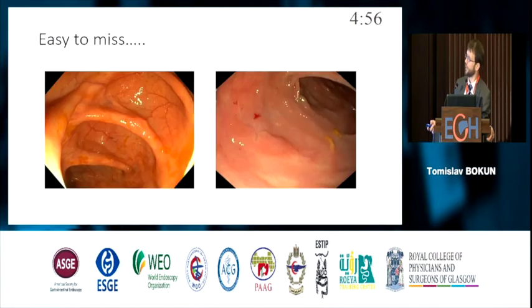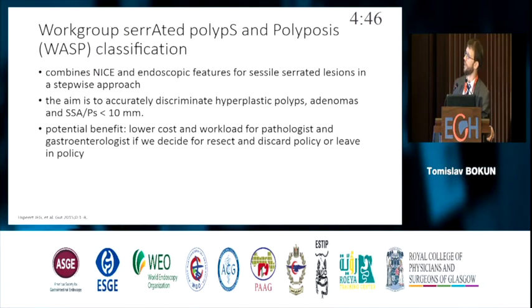And they're really easy to miss, so take your time, don't withdraw your scope too fast, because you can miss lesions like sessile serrated adenomas. The problem with the NICE classification, the Japan NBI Expert Team classification, is that they weren't looking at sessile serrated polyps. A Dutch work group on serrated polyps and polyposis proposed a classification that combines the NICE classification and endoscopic features for sessile serrated lesions in a stepwise approach.